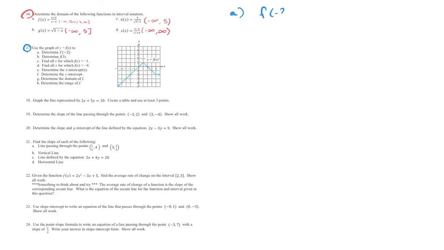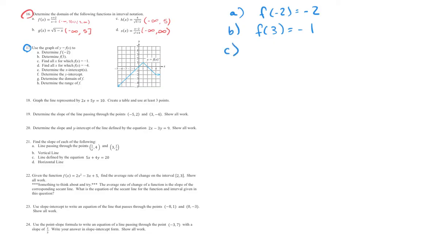f of negative 2 is equal to negative 2. Okay, determine f of 3, same thing. I'm going to look for where x is 3, I'm going to find my line, and I see it's at negative 1. So for part B, f of 3 is equal to negative 1.